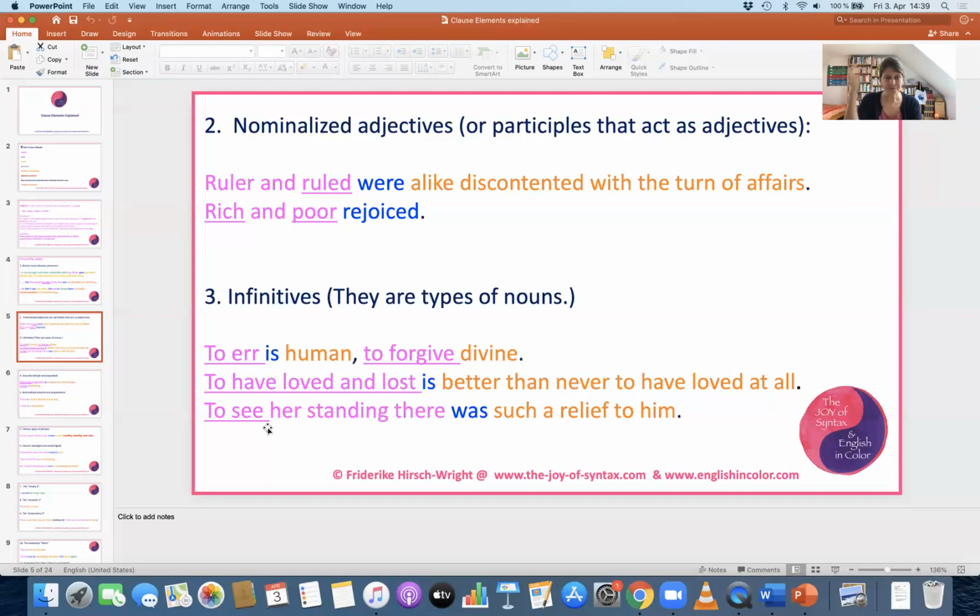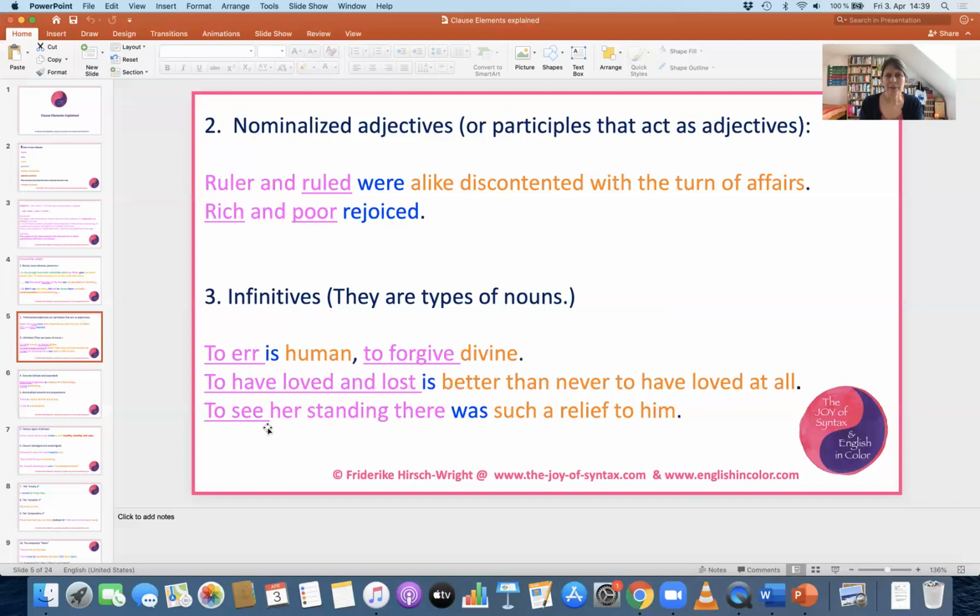And the tricky thing is infinitives can be reduced clauses. That's also a topic for a different video. And they can simply be these noun-like units. And here, to see her standing there is a noun-like unit. And strictly speaking, this is a particular kind of noun phrase.